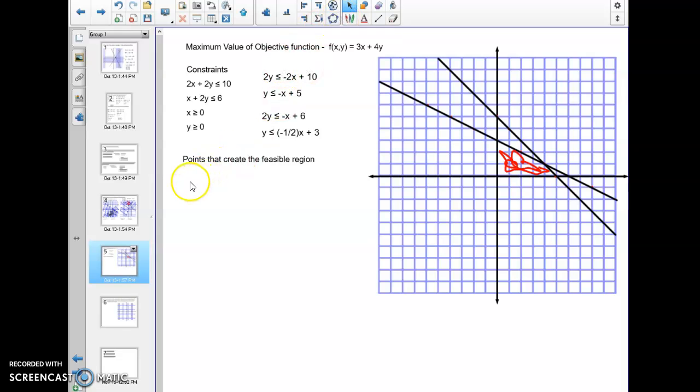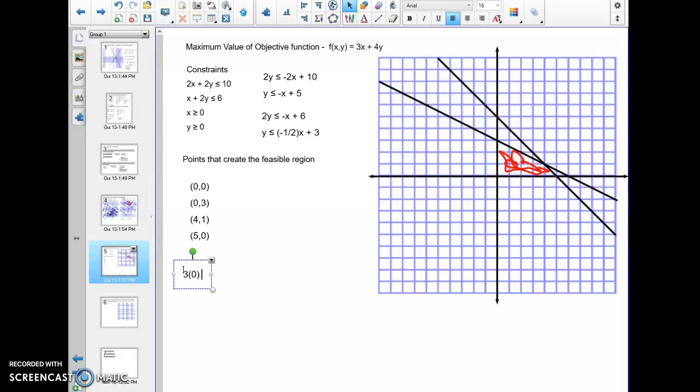The 4 points are 0, 0, 0, 3, 4, 1, and 5, 0. And now I plug each of these points into my maximum value of objective function.